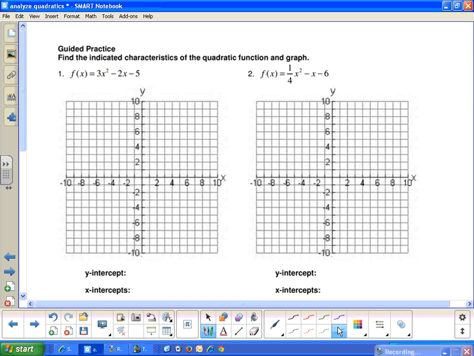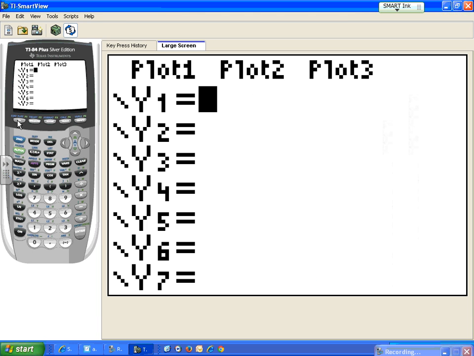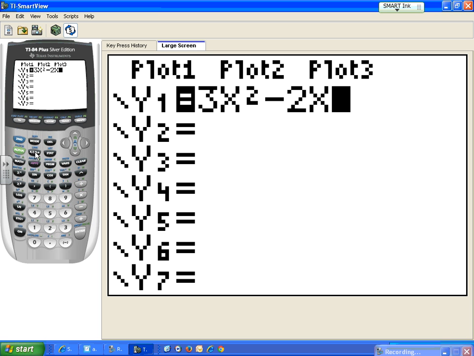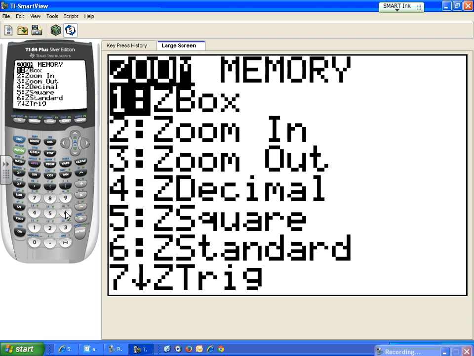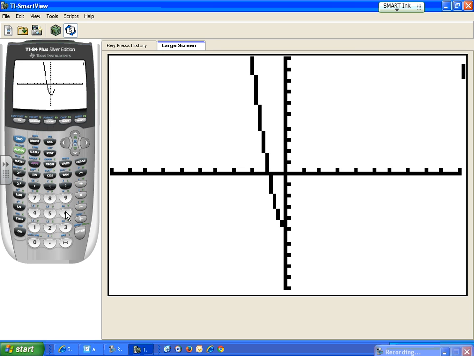Okay, first of all, if we put this in the calculator, we can look at what the graph's supposed to be. 3x squared minus 2x minus 5. And if you haven't cleared your calculator, when you get back to class, make sure you clear it so you're starting fresh and you have your screen. If not, you can go to Zoom 6 and it'll reset your screen.